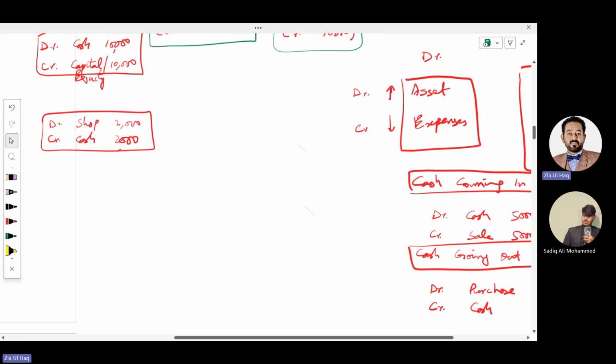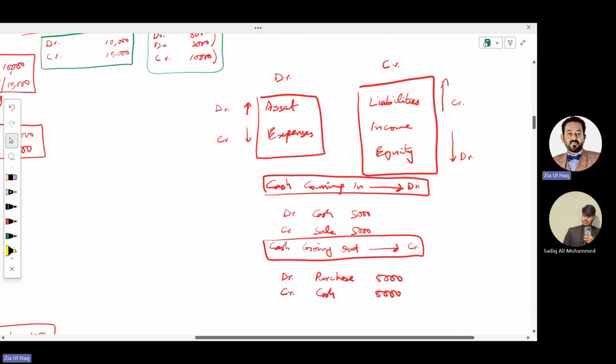And while recording an accounting entry, we need to keep in mind some rules. If cash is coming in, we will debit it and the other account balance will be recorded as credit, like selling goods, cash coming in, cash debit. What could be on the credit side? Sales. If cash is going out, we will record it as credit. Suppose we are buying goods, so cash going out, credit. What could be on the debit side? The other account balance, meaning purchases.